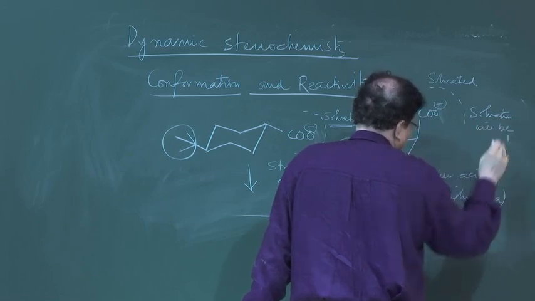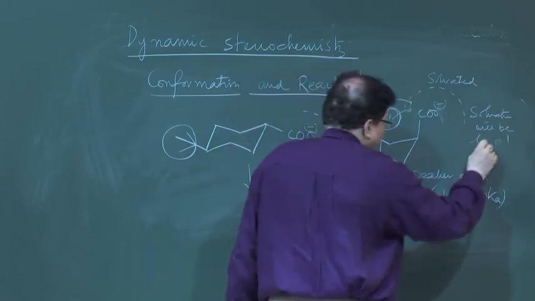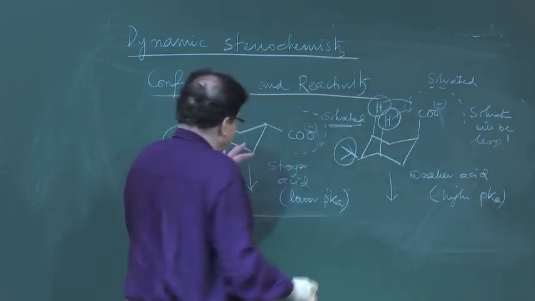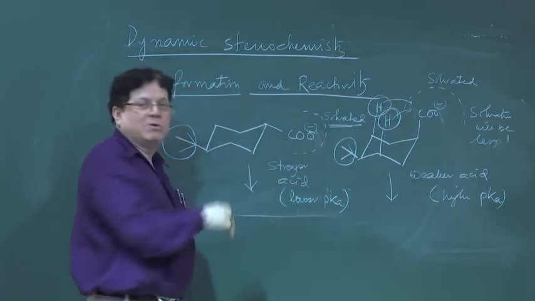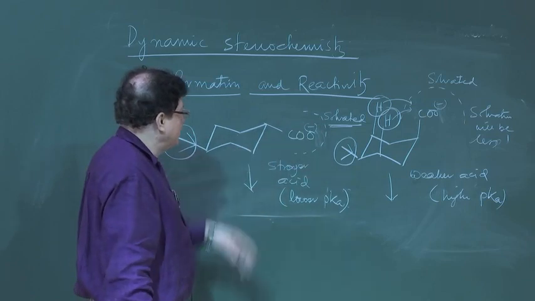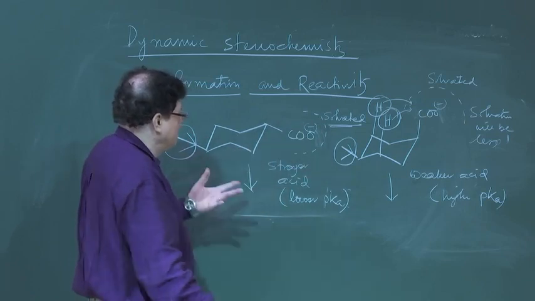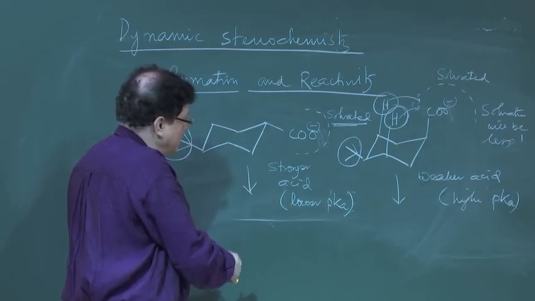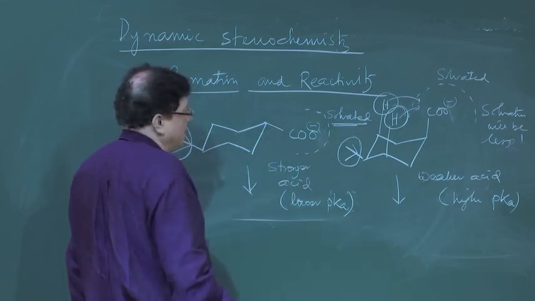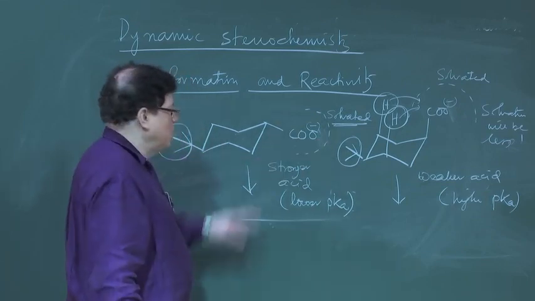That means stabilization through solvation will be less here. This, on the other hand, because it is in the equatorial position, no such interaction can be conceived, because there is no 1,3 diaxial interaction. So, solvation will be more here. That means stabilization through solvation will be more here.